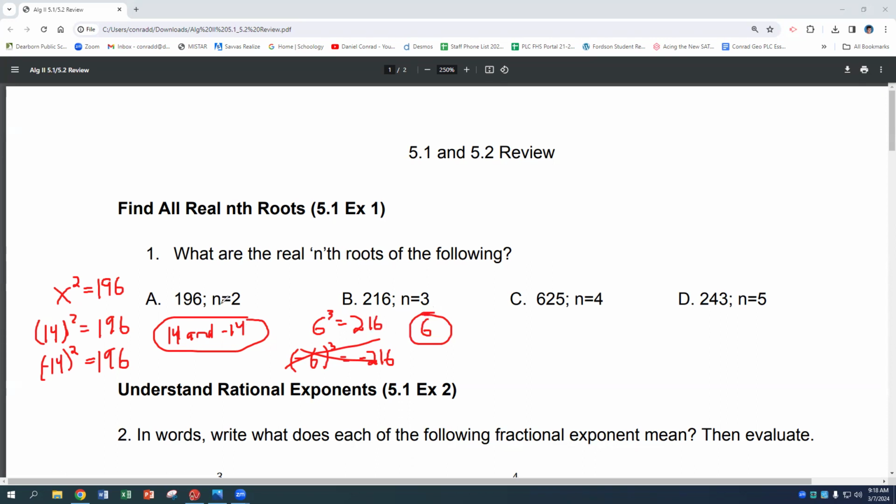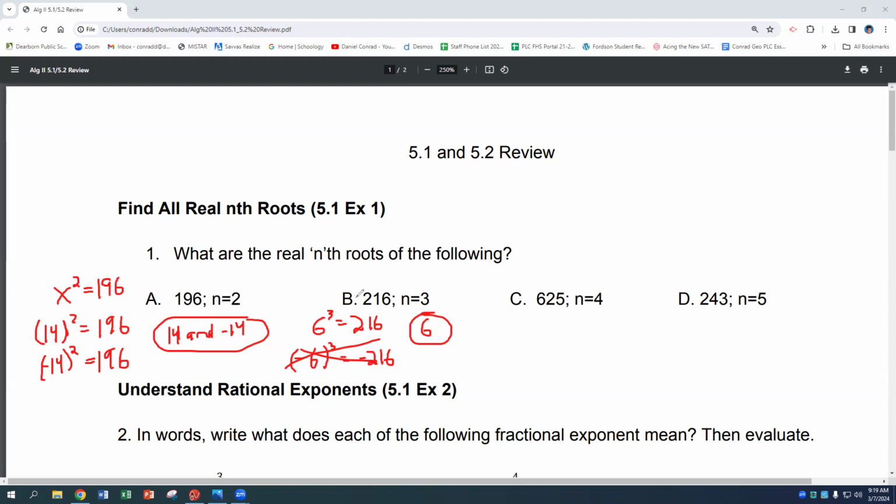So when n is even, 2, 4, 6, or 8, you're going to end up with plus or minus, because when you multiply 2 negatives together, or 4 negatives, or 6 negatives, or 8 negatives, you're going to end up with a positive answer. Whereas if you only have 3 negatives or 5 negatives, you're going to end up with a negative. A negative times a negative times a negative is a negative. So anytime you have an odd number of negative numbers multiplied together, you're going to get a negative answer. So when n is even, it's plus or minus. When n is odd, it's just going to be the positive version.